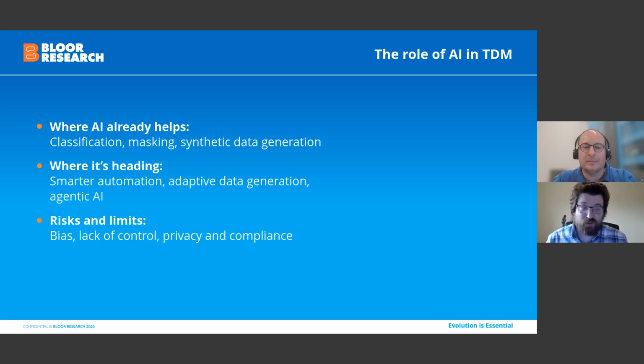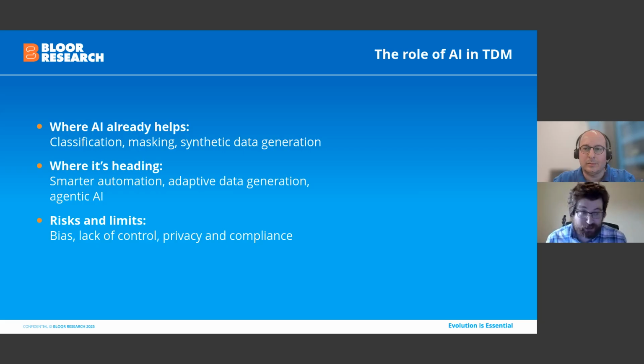And in the future, we're expecting generative AI to be applied in even more different areas, to create smart automation, to create even more adaptive data generation, not just synthetic. And indeed, agentic AI is reaching its tendrils everywhere. I expect it's going to come to test data management as well. But despite all this, we always need to bear in mind that AI, and particularly generative AI, has some significant risks and limitations which you do need to bear in mind.